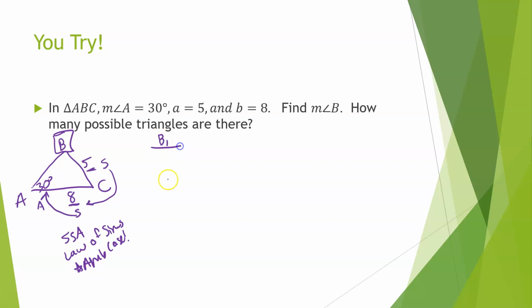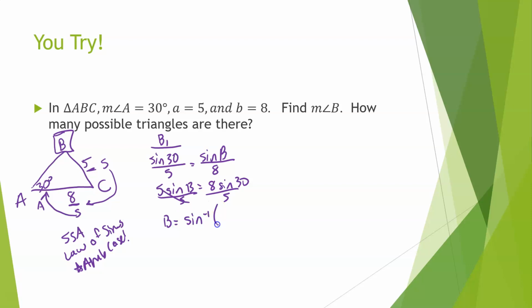So to find B1, my first option, I would take the sine of 30 over 5 equals the sine of B over 8. Cross multiply: 5 sine B equals 8 sine 30. Divide by 5, and then I would do sine inverse. So you should have typed in your calculator sine inverse of 8 sine 30 over 5. I accidentally did that a second ago for you, so hopefully you got the same answer, but that's where I got 53.13 degrees. If you just rounded to 53.1, totally fine. All right, so that's B1.